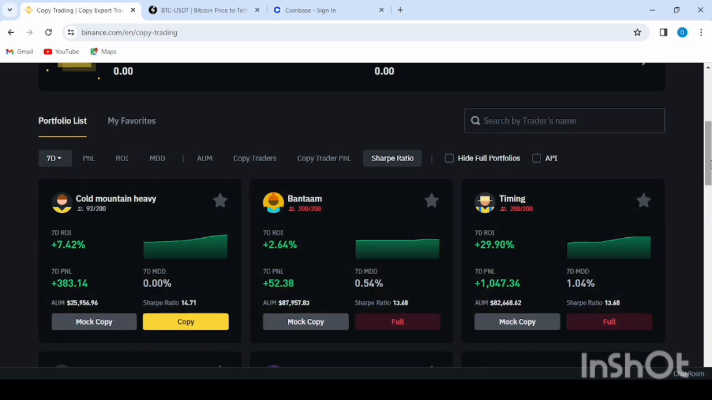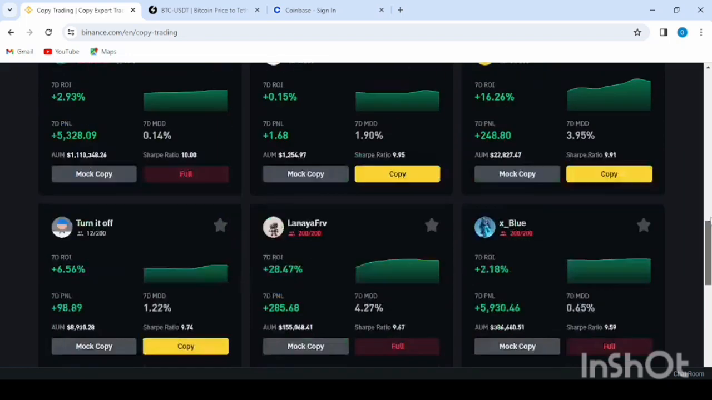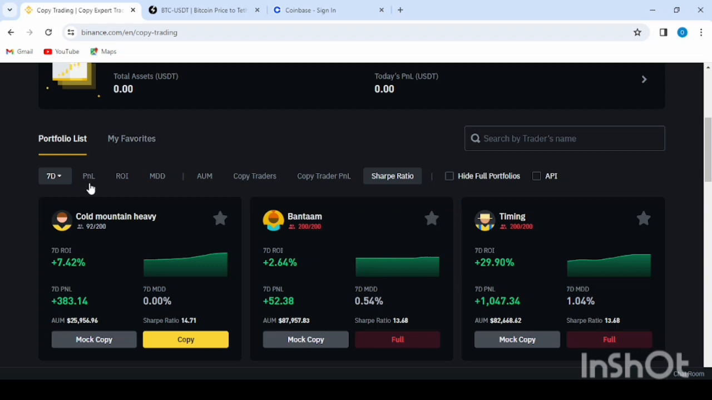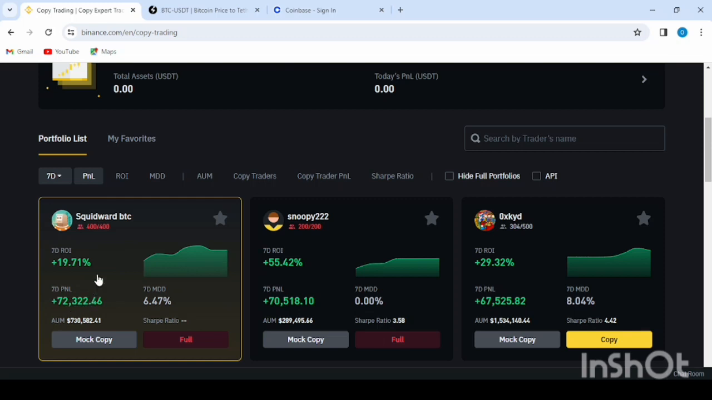Alright, so when you keep scrolling, you will see a whole lot of them. They are very many. But what we're going to be doing is that we're going to be analyzing them differently. So now let's assume that our criteria for analysis is based on profit and loss. Let us see what these people have made. Now we will see that in the last 7 days, this person's total profit he has made is about $72,322. Now the total money in his wallet is about 780,582 USDT. That means that within these 7 days he was able to get 19% of his total fund.